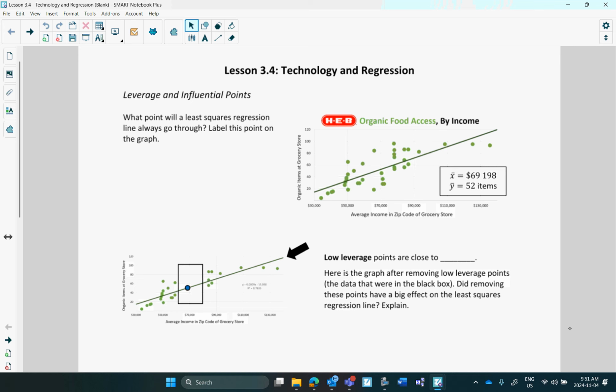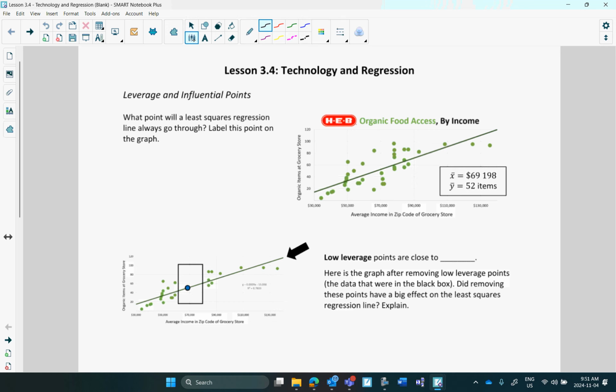So this is the example we did early on in the unit about the income in a certain zip code and the number of organic items available at a grocery store at HEB in that area. Can you think of a point that would always be on the line? It's kind of giving you a little bit of a hint here in the graph. There's one point that's going to be on every regression line you do, and we can use that point to find its equation.